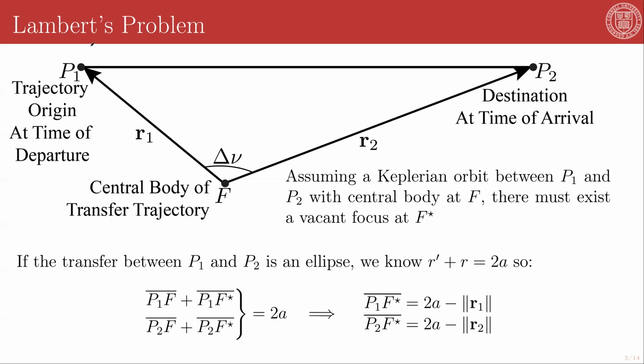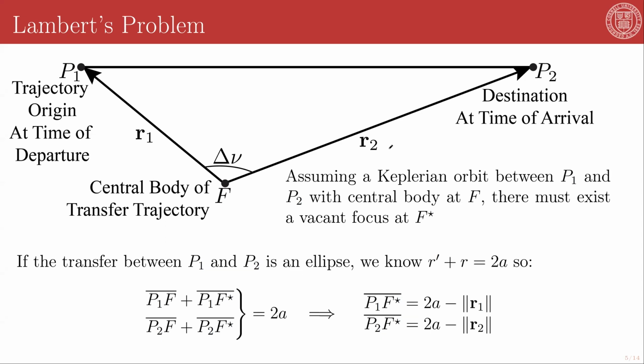So here's a description of the problem. We have a point P1 that is in orbit around some central body at focus F, and we have the radius R1, which is our P1 rel F, at a time T1, that is our time of departure. We wish to end up at a point P2, say another body orbiting the same central focus F at some time T2 later. This will be our time of arrival.